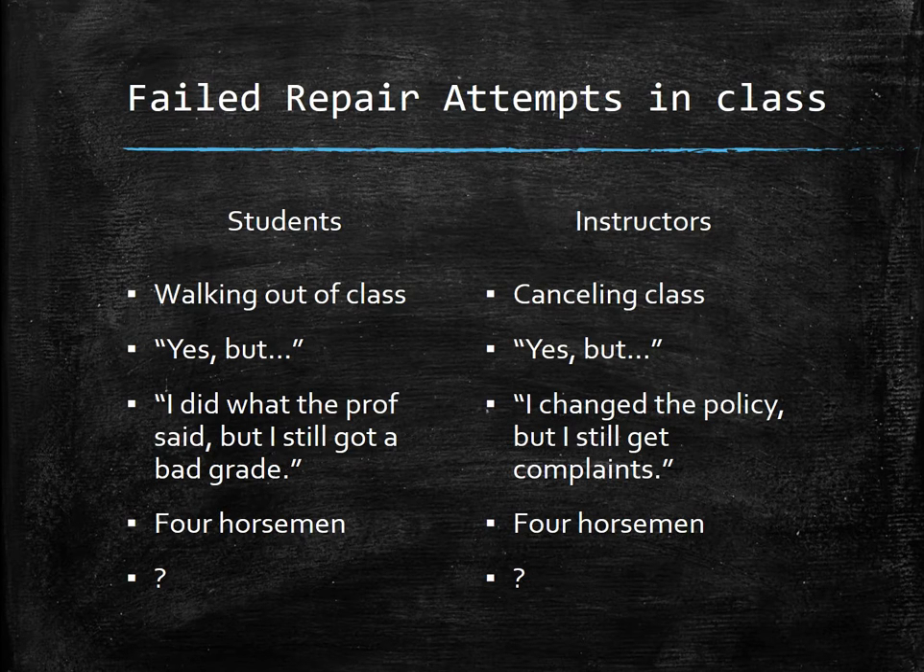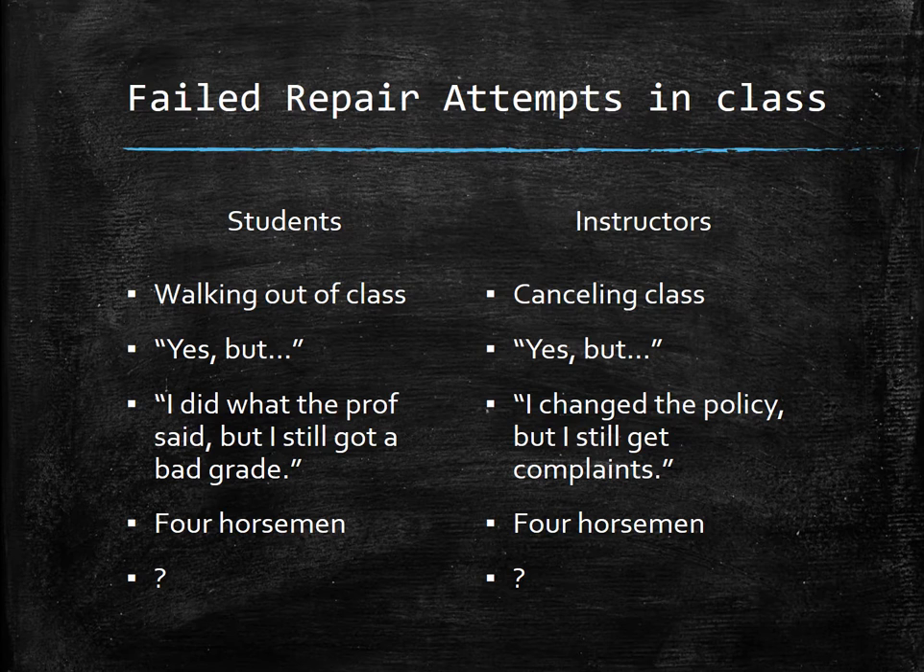In terms of what failed repair attempts might look like in class, some of this looks similar to the types of behaviors we see with the flooding, like people walking out of class. But instead of just saying, I accept your apology and moving on, they continue to argue and point out how they feel they've been wronged in some way, or continue with the defensiveness, right? Or, yeah, I did what the professor said, but I still got a bad grade. Or engaging in more of the four horsemen, so they're doing more of the stonewalling, defensiveness, contempt, or criticism. They're still rolling their eyeballs even when you've said, I'll regrade your paper, but that's not enough.